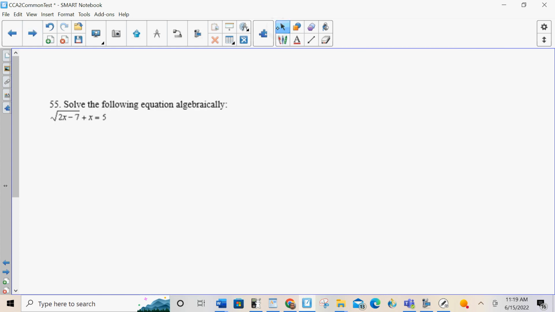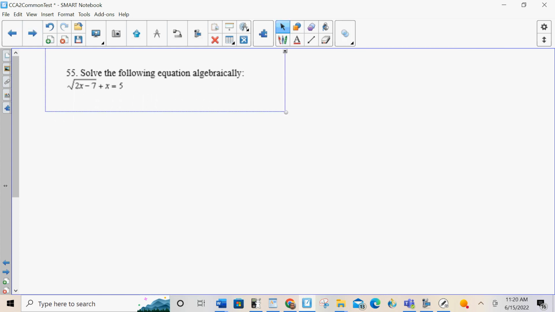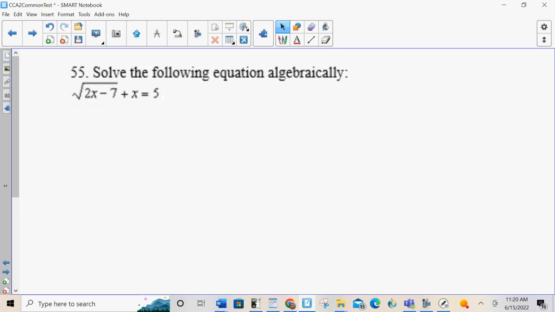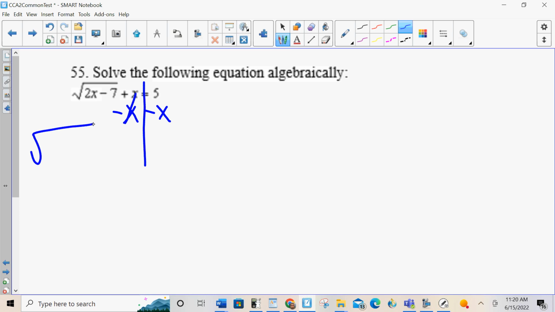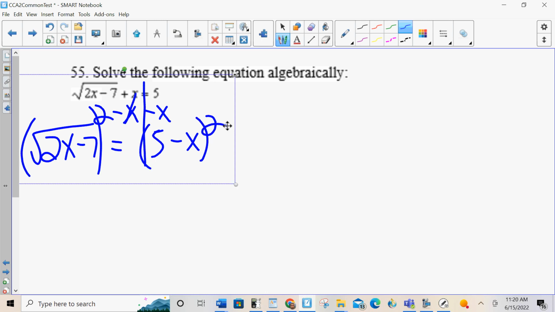I see a radical equation. First step in a radical equation is to isolate the radical. Is the radical by itself right now? No. So I'm going to subtract x from both sides. 5 minus x is 5 minus x. Now that I'm isolated, to get rid of the radical, I square both sides.